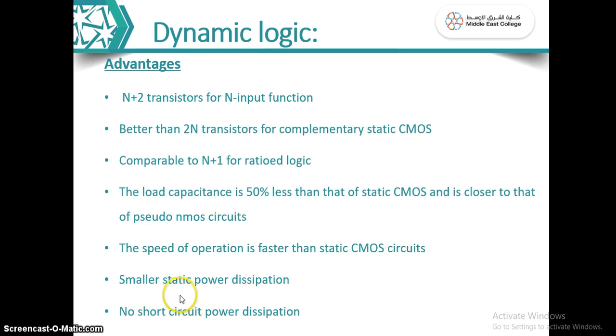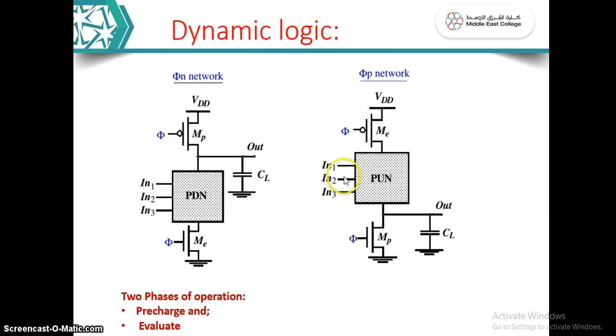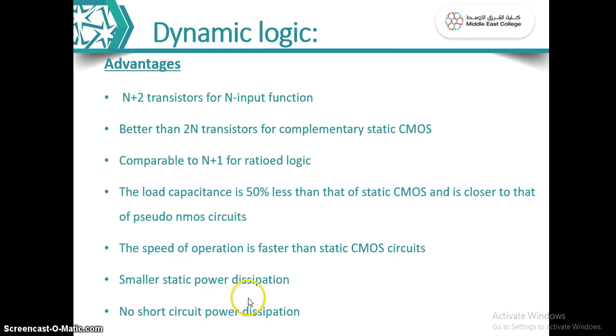The next advantage is that it has only a very small static power dissipation. At any point, you have a PMOS and NMOS extra transistor as a footer and header network. So when we apply a clock, at any point of time only one transistor will be on and the other will be off. So there will be no direct path from VDD to ground. So absolutely speaking, there is no static, or a very small amount of static, power dissipation in dynamic logic circuits.